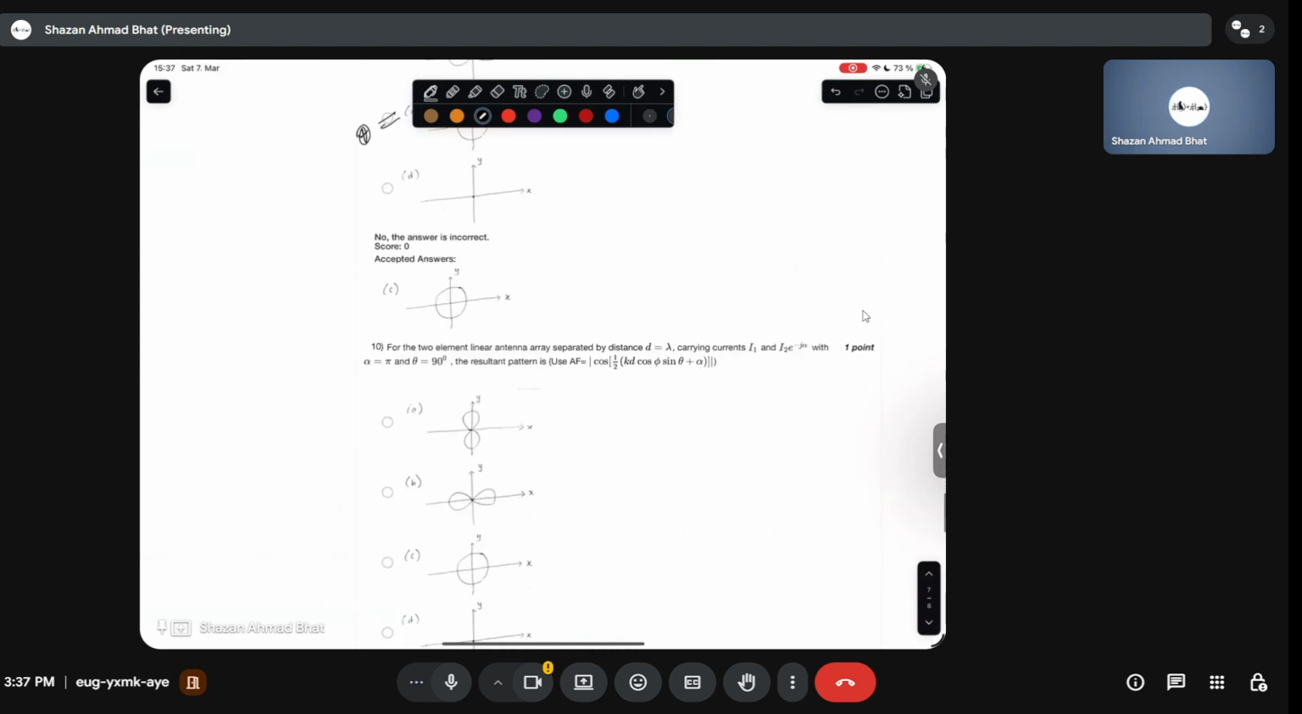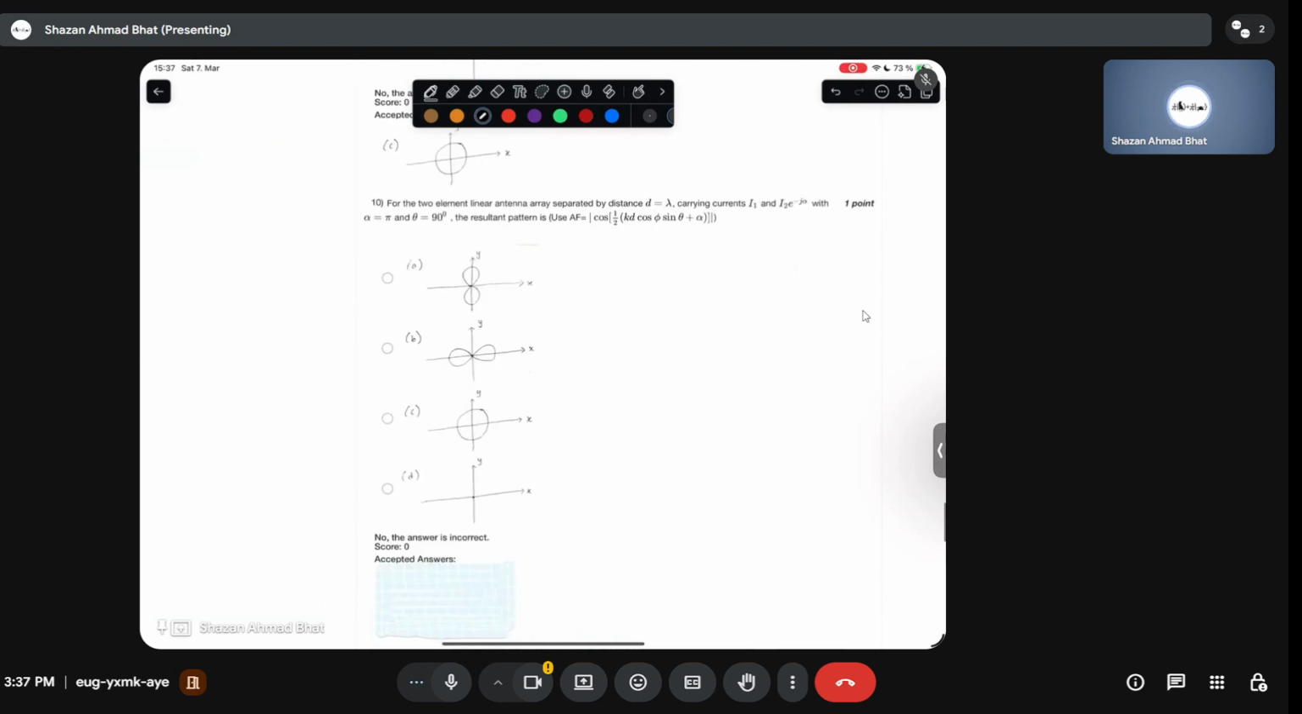Okay, so now for the two element linear array separated by a distance, we are only considering two elements, by the way. So it's a two element linear array, and this again separated by a distance of lambda, and carrying currents of I1 and I2 e to the power minus j alpha. So there is a phase difference between the currents, essentially what I told you. And alpha is equivalent to pi, theta is equivalent to 90 degrees. What you need to find is the resultant array factor pattern.